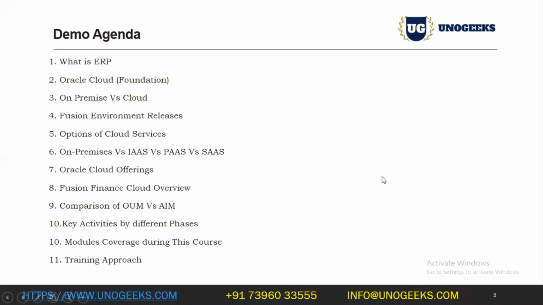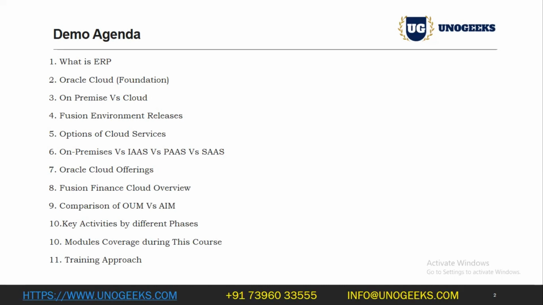And so here we are going to cover, as part of today's agenda, basically, I'm going to give some demonstration. What is ERP? What is Oracle Cloud? How will the foundation stand? What is on-premises versus cloud? What are the environments which we have, like, what are the releases? What different options do you have in cloud services? And also, why should I go for a cloud? Why can't I use on-premises? Within a cloud, what different options do you have, like IaaS, PaaS, and SaaS? What are the different offerings which Oracle Cloud is offering? Out of which, which offering do we belong to?